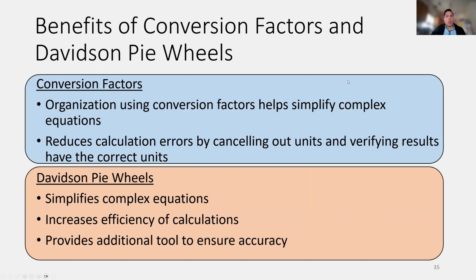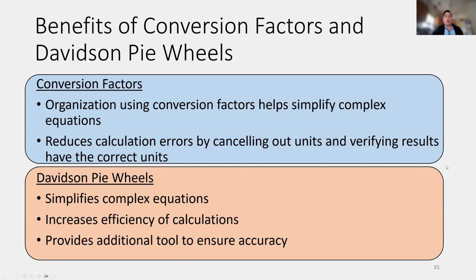So those are just some of the examples of that. And we just kind of want to mention that these are both tools that many people find useful in solving wastewater and water math. So for the conversion factors, by organizing using our conversion factors, it helps simplify our complex equations. This is done by canceling out units and being able to make sure we're verifying our correct units are in our result. So that helps reduce our calculation errors.